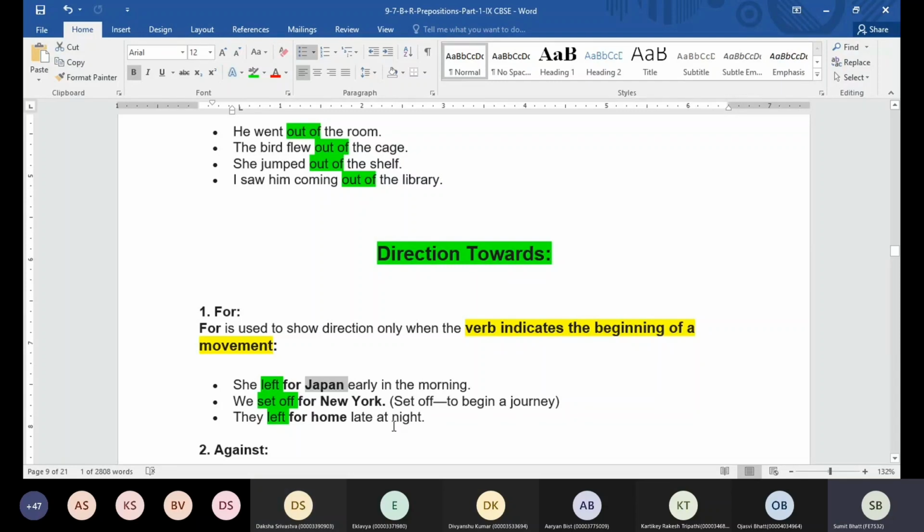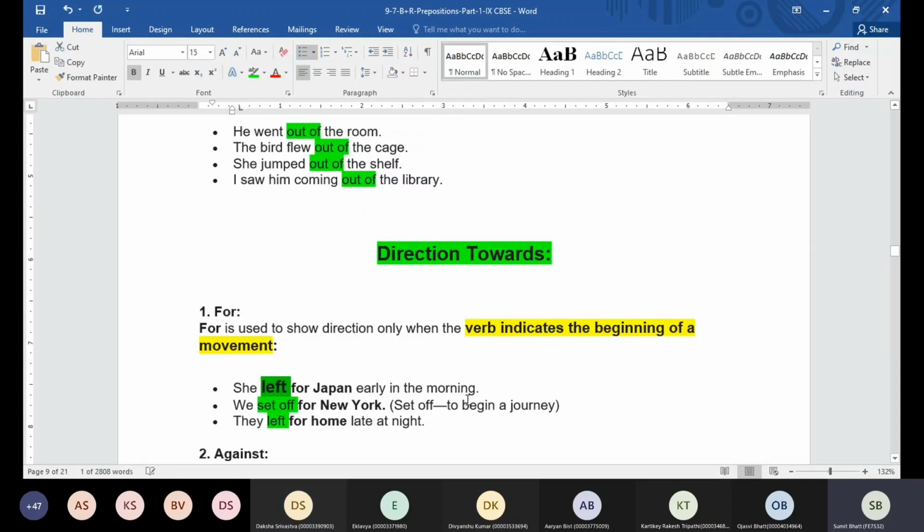What's the destination? Japan is the destination. We are already using the verb "left" here, so we are not going to say "she left to Japan." We are going to say "she left for Japan," because we have a verb, and after a verb we don't use the word "to," rather we use the word "for."